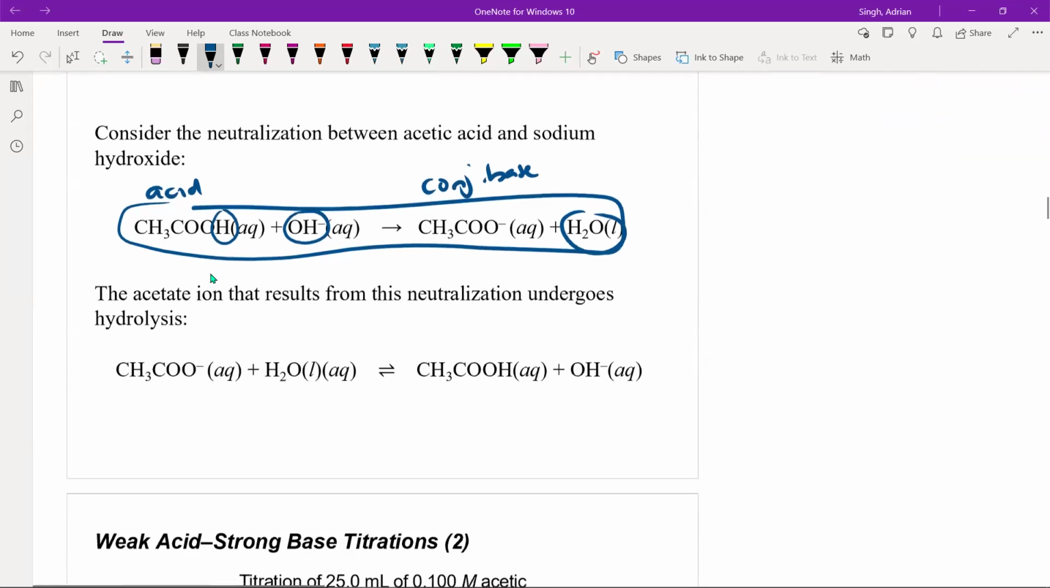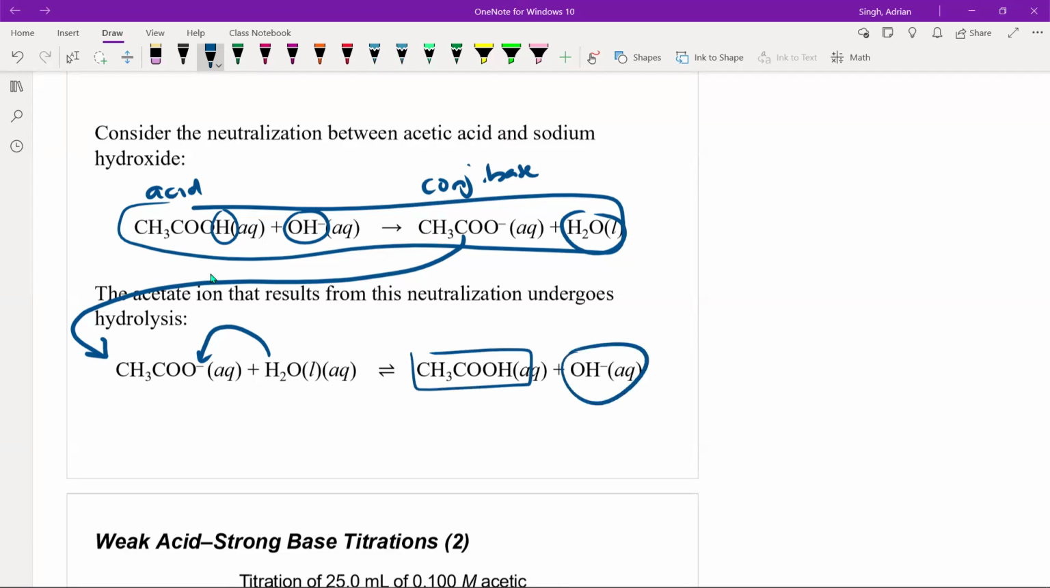That conjugate base that results, the acetate ion, can undergo hydrolysis. So it reacts with water. Remember now, water is the H2O. This can accept an H plus from water to act as the conjugate base. That's what bases do. And as it does that, we end up producing the acetic acid, and then we also get the hydroxide ion as well.